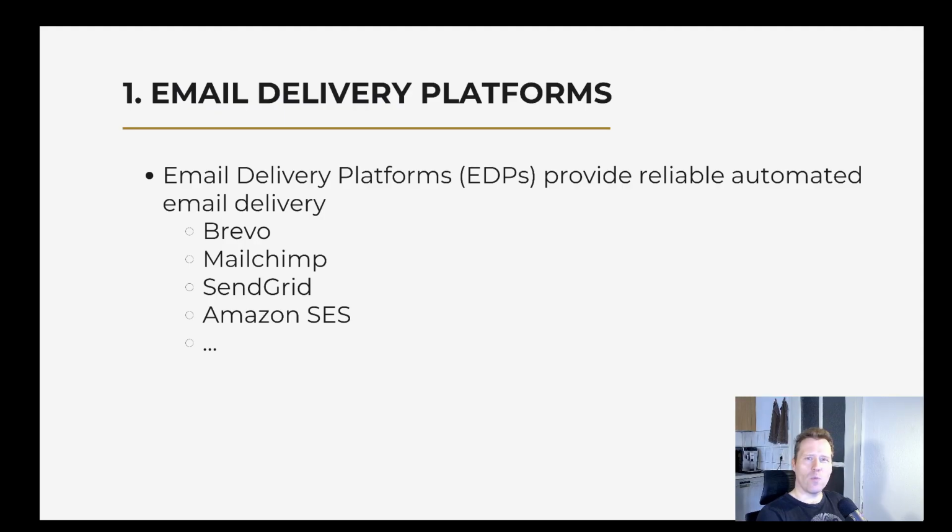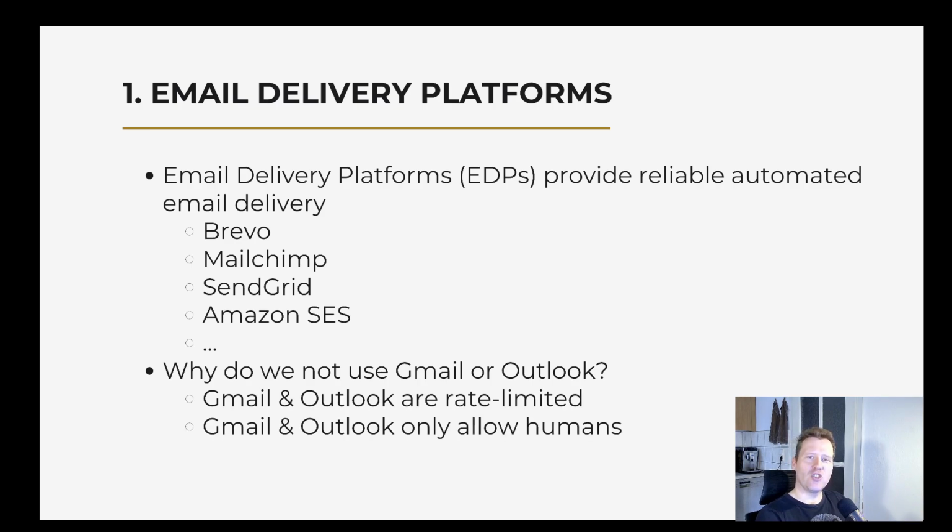And you now may wonder, why do we not simply use Gmail or Outlook for sending emails? The answer is that Gmail and Outlook are rate limited. For example, we can only send 500 emails per day using Gmail and Outlook, but with Brevo and the other companies, we can send up to 100,000 or even more emails per day. Hence, they are truly automated.